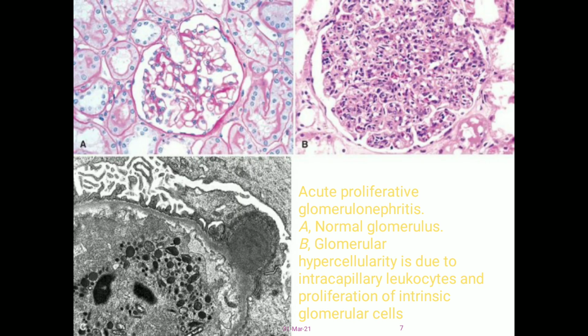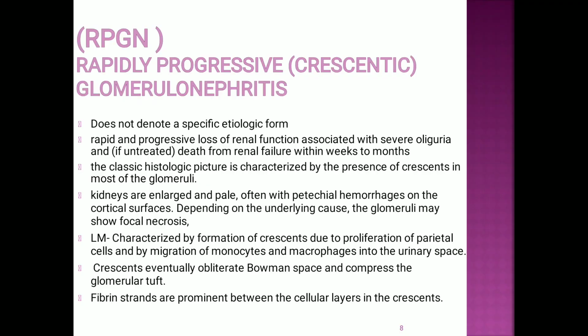From the standpoint of diseases of the kidney, it is divided into blood vessels, glomeruli, tubules, and interstitium. Acute proliferative glomerulonephritis. Figure A shows normal glomerulus, B shows glomerular hypercellularity due to intracapillary leukocytes and proliferation of intrinsic glomerular cells.